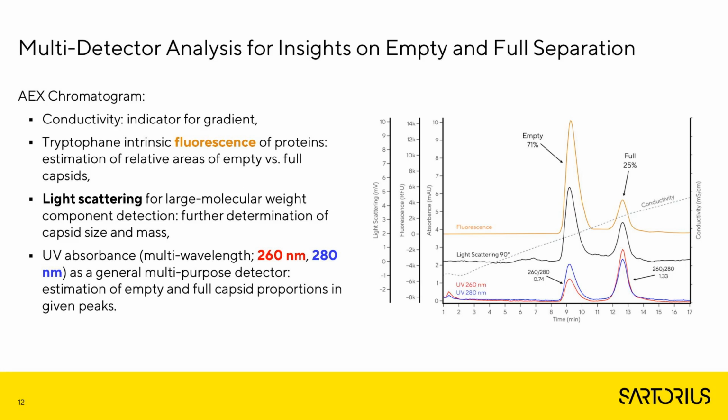The light scattering detector is used for determination of capsid size and also mass. It is also very useful as a mass detector, specifically when you are working with more crude samples, not so much purified samples, where this detector works as a selective detector. And primarily we monitor the UV absorbance detector at 260 and 280 nanometers, which is an estimation of the empty and full capsid proportion in the given peaks.